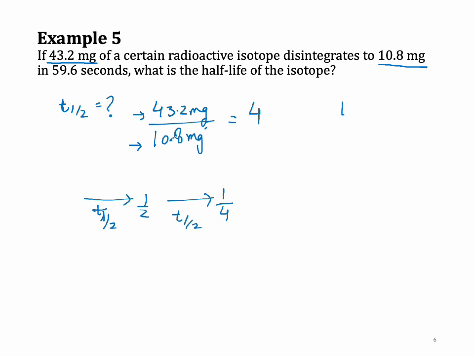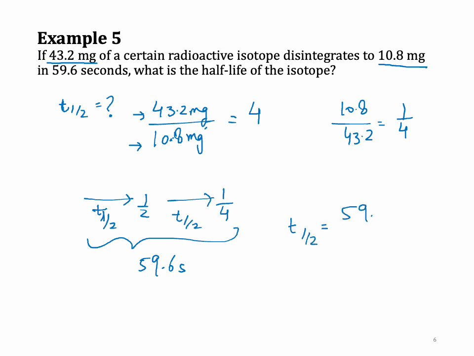If this is difficult, you can say 10.8 divided by 43.2. That's also 1/4, which means my sample has gone to 1/4, which means it has gone through the half-life 2 times, which means total time is 59.6 seconds, so one half-life is going to be half of 59.6 seconds. So that's your answer. Take half of this. Or if this is a little bit tricky, we can also use the integrated rate law that we saw earlier.